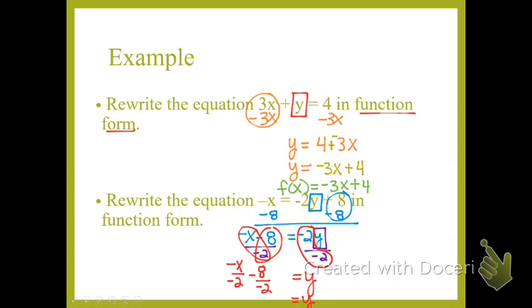Negative x, remember if there's no coefficient, it's a 1, so that's really like a negative 1x. Negative 1 over negative 2 reduces to positive 1 over 2, or 1/2. And negative 8 divided by negative 2 is positive 4. So now I have 1/2 x plus 4 equals y. I can use the symmetric property, and I can rewrite that as y equals 1/2 x plus 4, which would be my final answer.